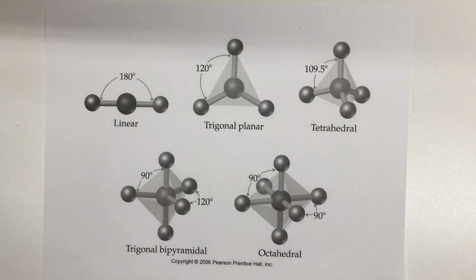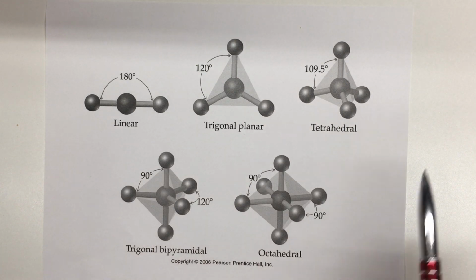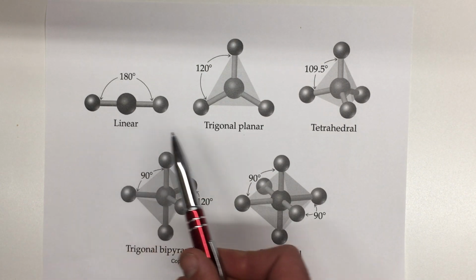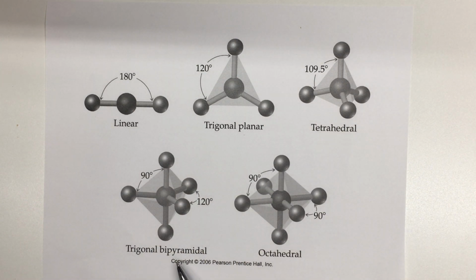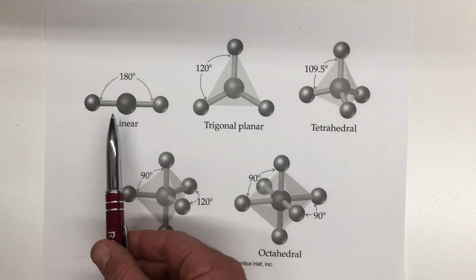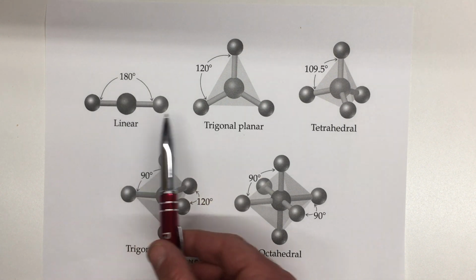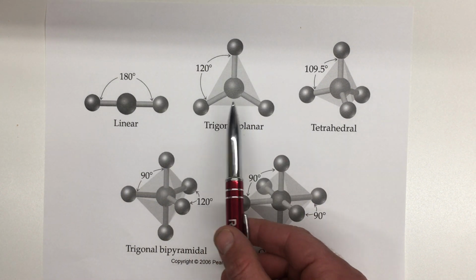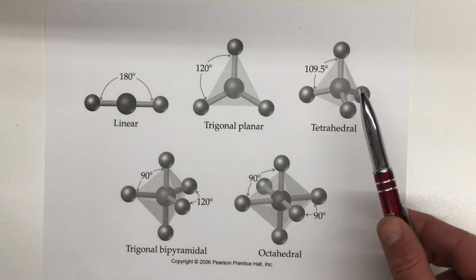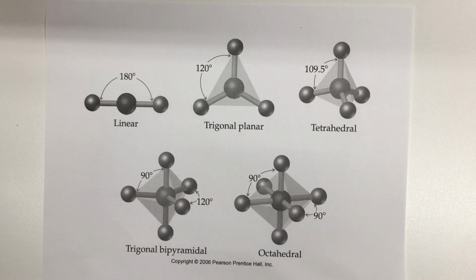And so all molecules are based on these five basic shapes. There's linear, trigonal planar, tetrahedral, trigonal bipyramidal, and octahedral. You want to look at the total number of electron domains. If there are 2 electron domains total, then you have linear. If there are 3 electron domains total, you have trigonal planar, and so on, with 4, 5, and 6.